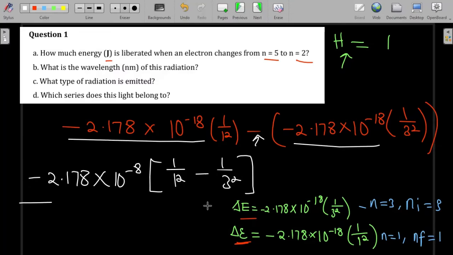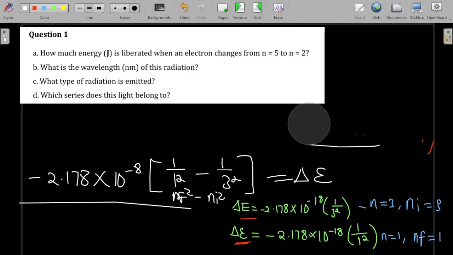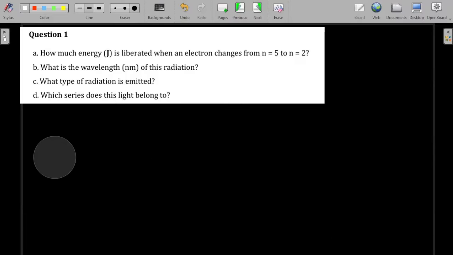So this is the formula that we are going to be using to find the change in energy. We're going to put here our n final, we square it, minus our n initial, and then we square it. Now that I've explained, let's just use the formula. I'm assuming that this atom here is hydrogen, so the Z is just 1, meaning Z squared is still 1.